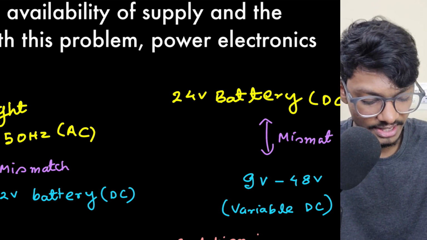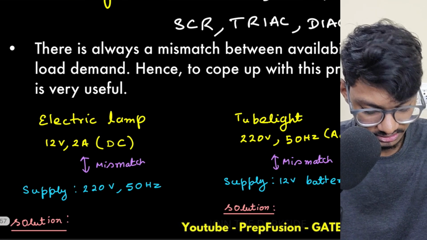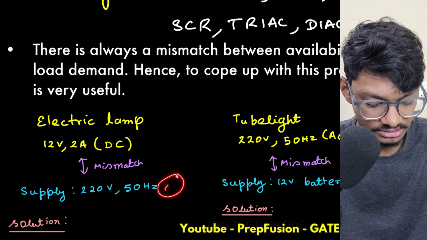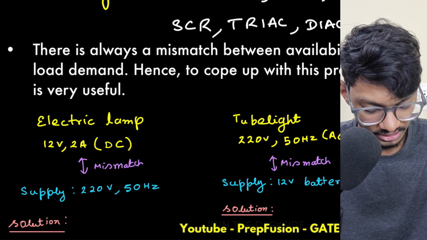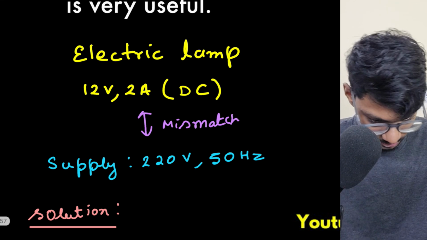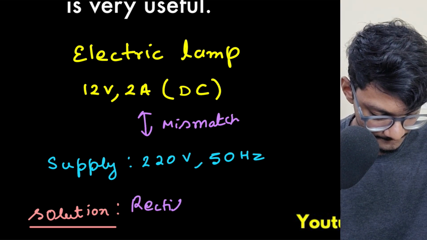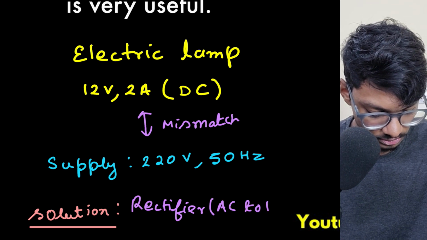So I can match this basically with the help of 3 devices. The first one: I have AC and I want to convert it to DC. So AC to DC is where the rectifier comes in. Okay, so we'll write here rectifier. It converts AC to DC.